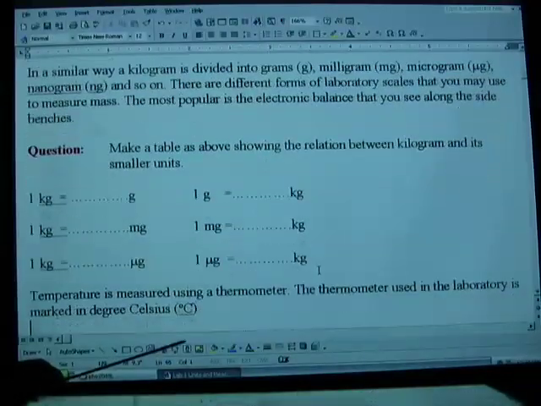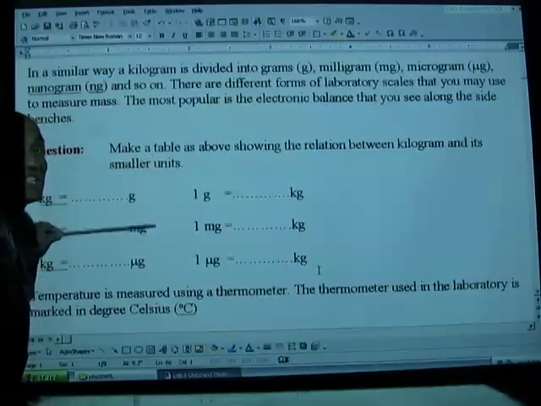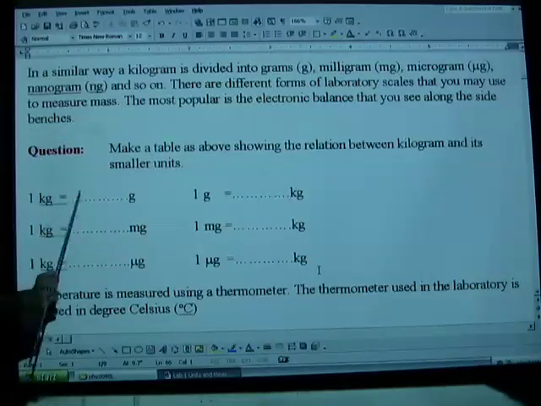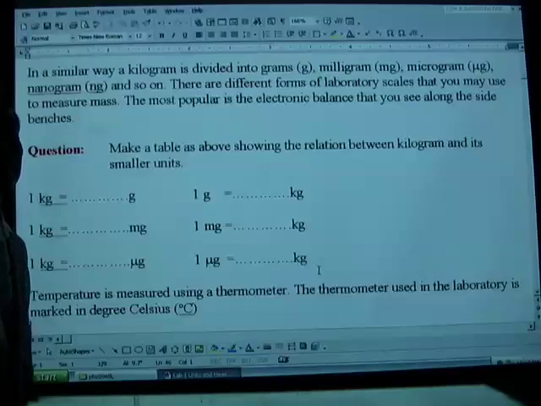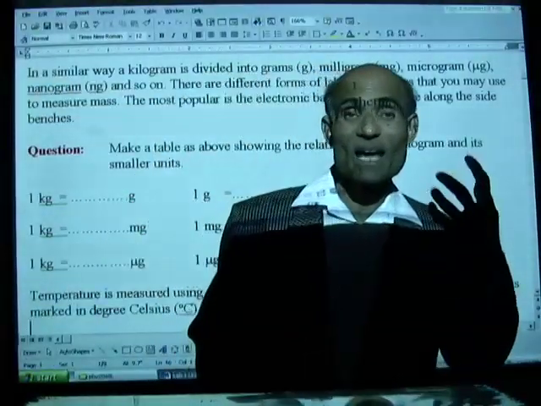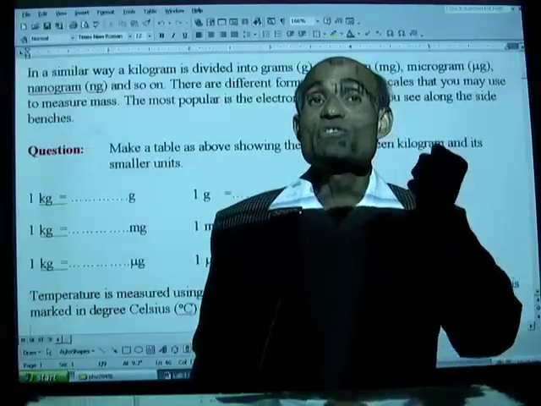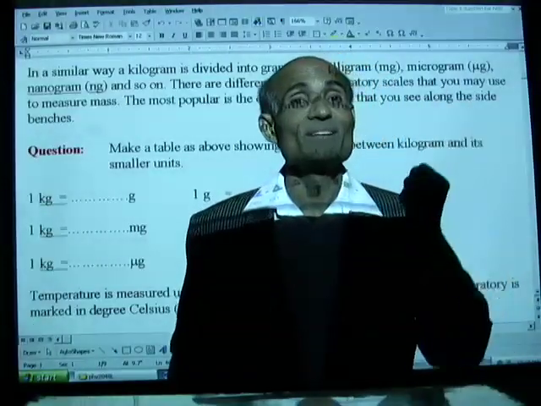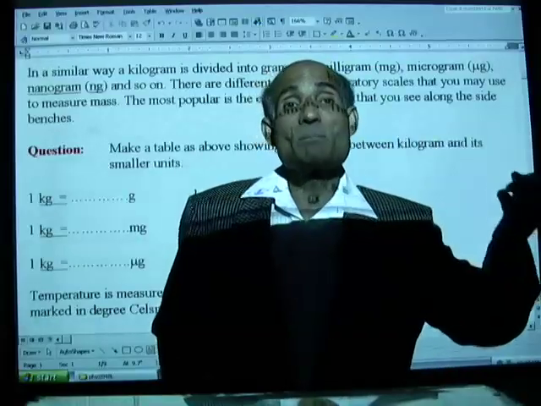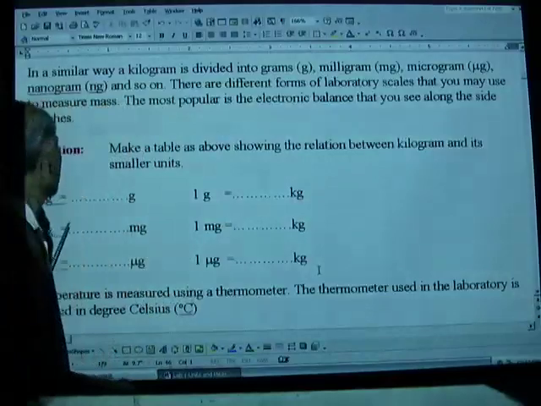Now, what I would like you to do is, after looking through these, complete these tables. 1 kilogram is how many grams? Well, a kilo is 1,000. Is that right? A mega is a million, so a megameter is a million meters. All those things you must be familiar with.